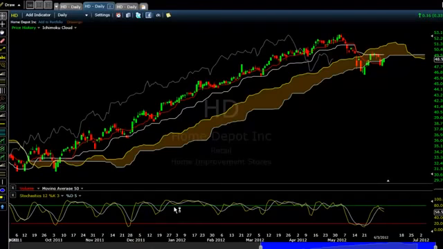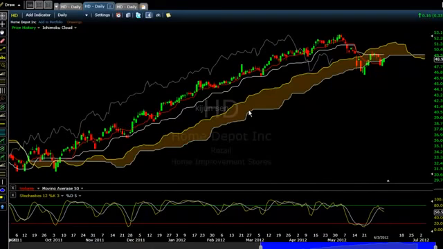Okay. Now, first off, you notice the Kumo, which is comprised of span A and span B. In a bullish chart, span A is on top, span B is on the bottom. On a bearish chart, span A will be underneath span B. You have Chikou, which is this line here. Notice how it's passed through price. You have Tenkan-sen, which is the red line. You have Kijun-sen, which is slower, remember. Kijun-sen is 26 periods, and Tenkan-sen is 9 periods.